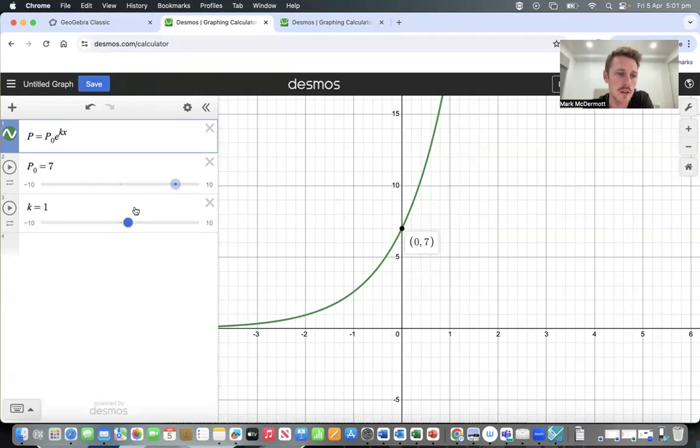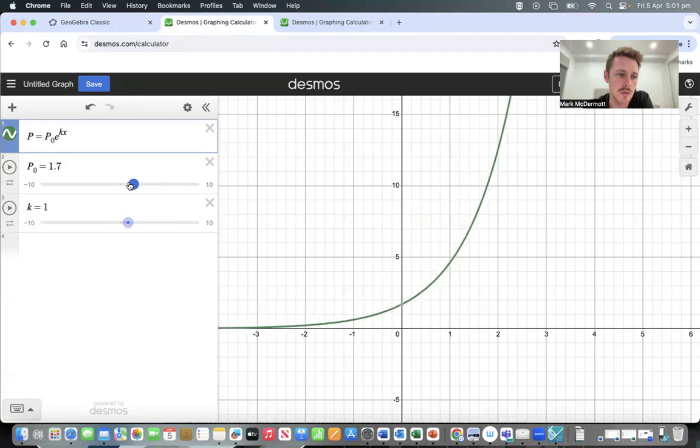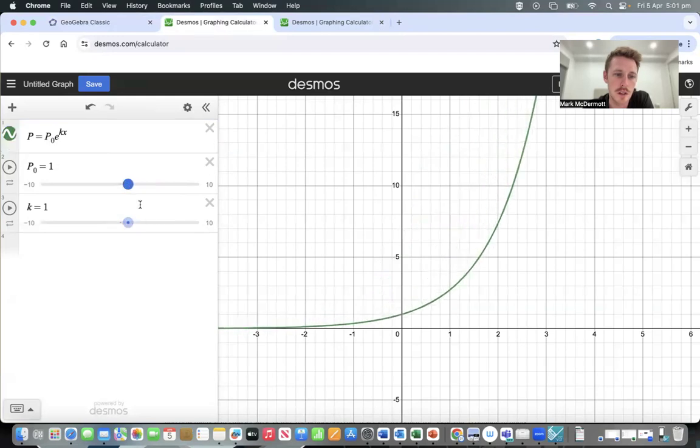Okay, so that P naught value tells us whatever value we start at. And then our K value basically tells us our growth rate. So if K is larger, the rate of increase is larger. So you can think about it in terms of the gradient. The gradient would be larger. So your rabbit population or whatever it is growing more quickly if K is larger.